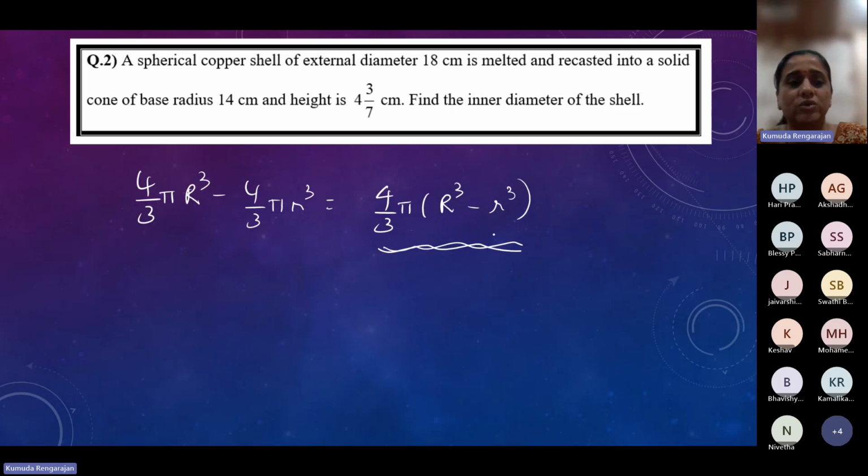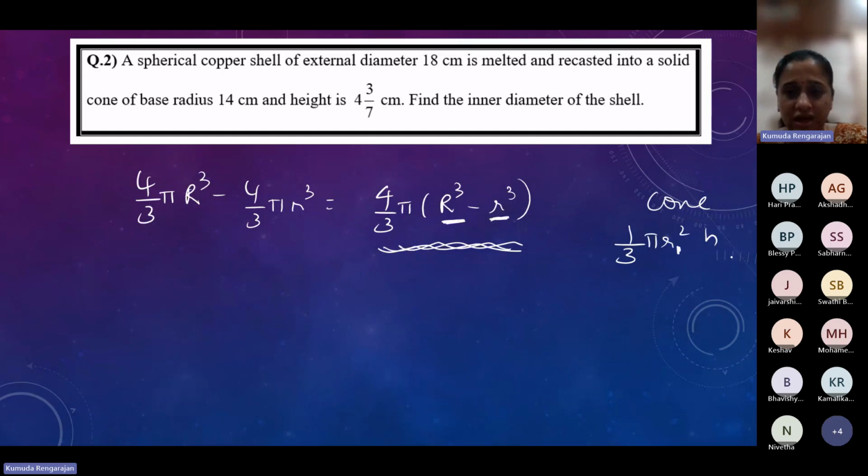Now the other solid in the question is the cone. Now let's see what values you need for the sphere and the cone in this question. In this formula, for the sphere, we have the external radius capital R and the internal radius small r. And for the cone, volume is given by 1 by 3 pi r square h. Let me say r1 because we've already used r here.